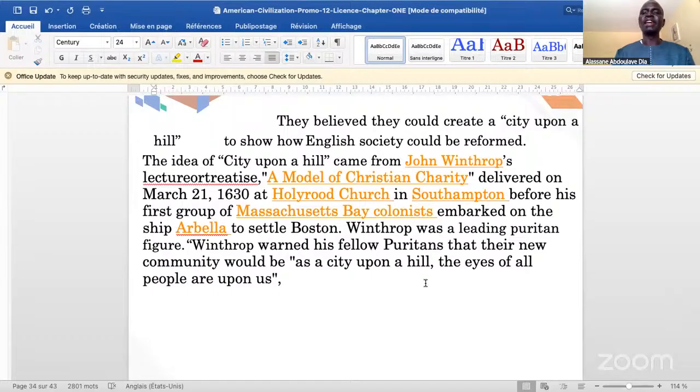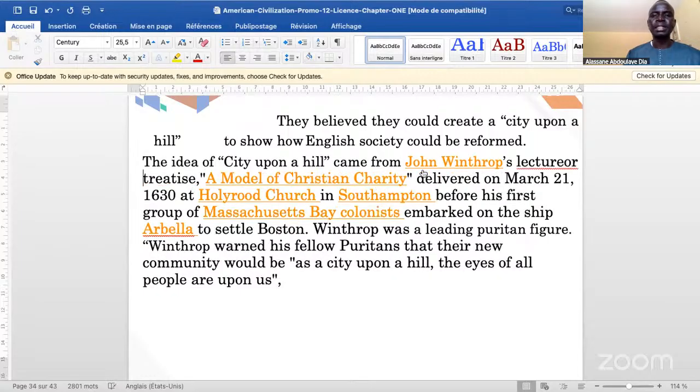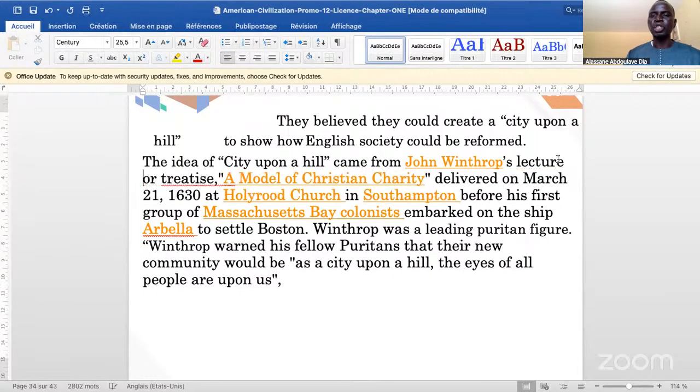Puritans believed they could create a city upon a hill. This is an image, a city upon a hill. Why a city upon a hill? Because this is to show how English society could be reformed. When they create a city upon a hill, because remember, they left England because England was characterized by oppression, religious persecution. So when they want to create a city upon a hill, they wanted to correct this problem.